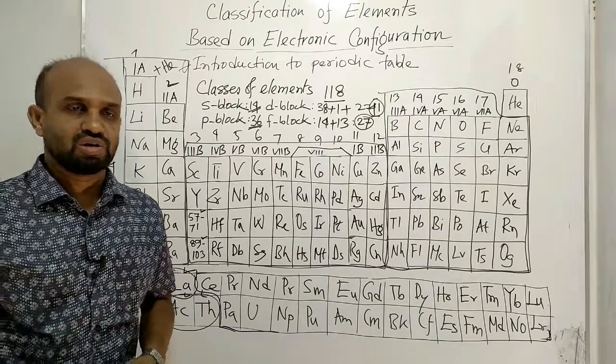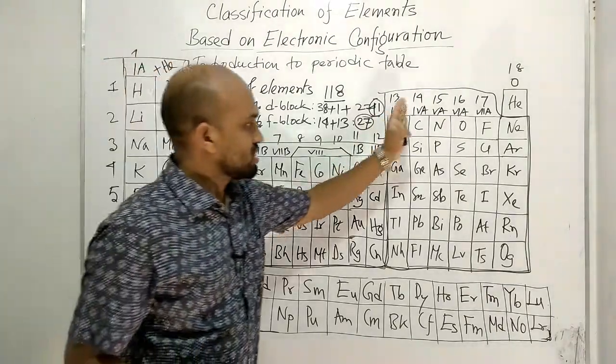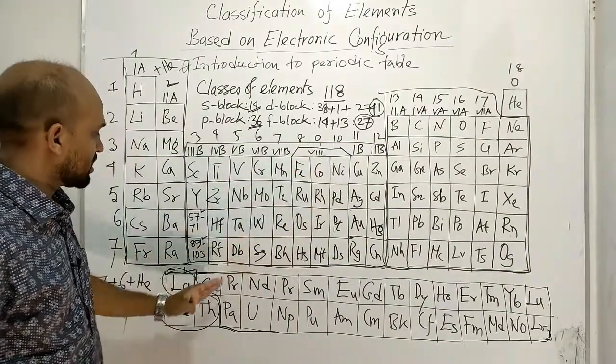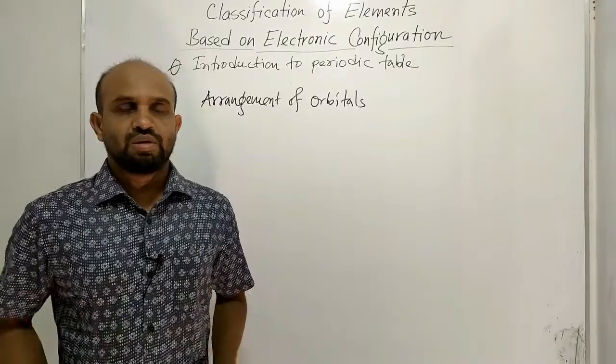Next point, we will learn how these elements are S block, how these elements are P block, why these elements are D block, and why these elements are F block elements.